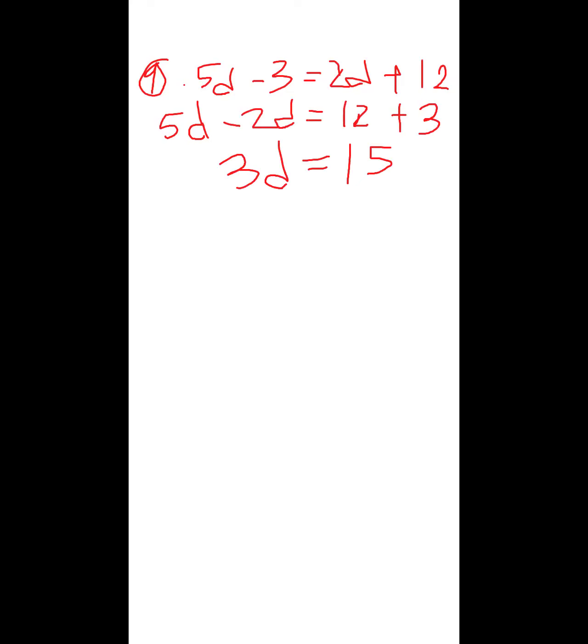So I'm looking for D. What will I do to both sides? So what you'll do is you'll divide both sides by 3. Exactly. Yes. So that will give me 5. So therefore, D is equal to 5. All right. Okay, can I write it down? Yes, please go ahead.